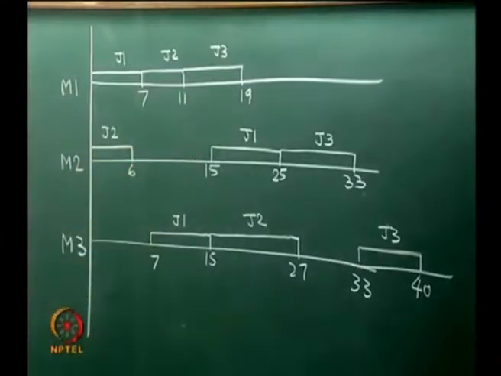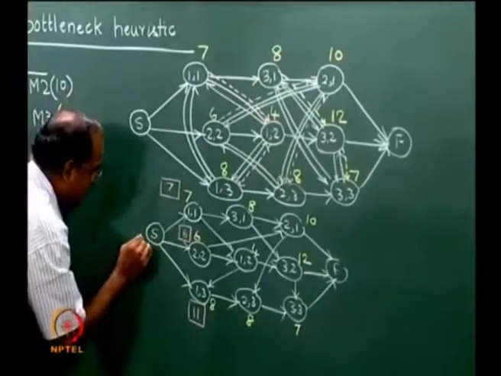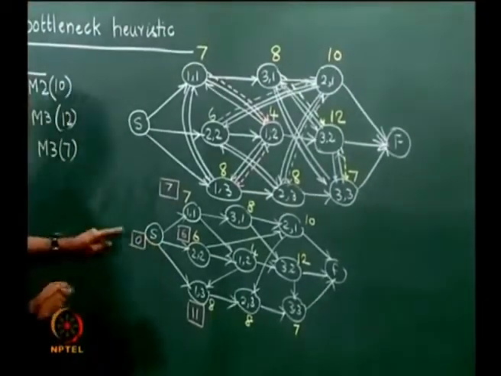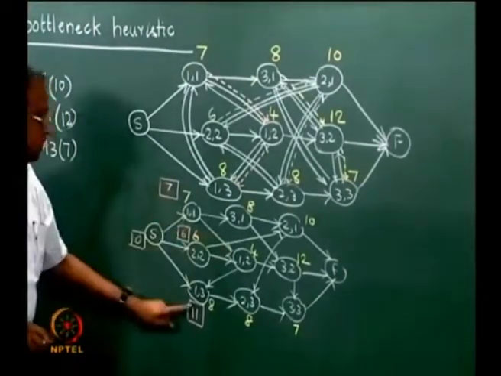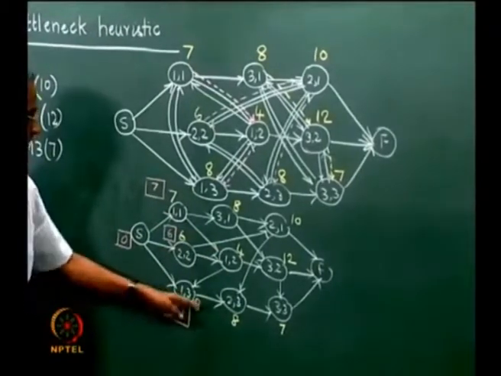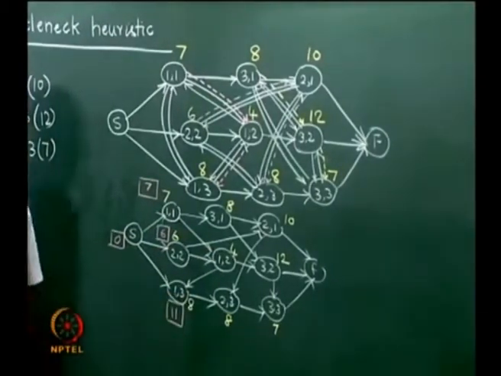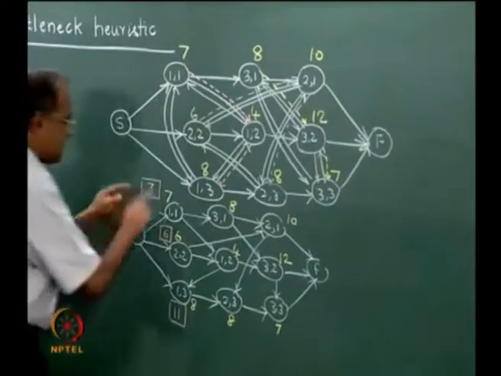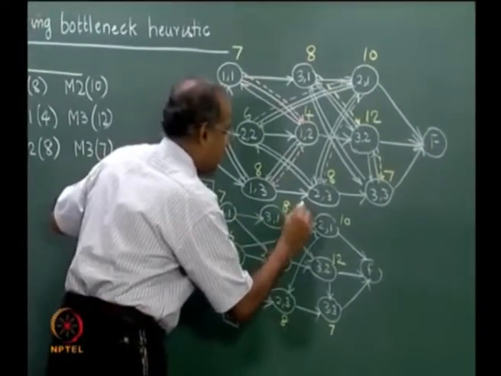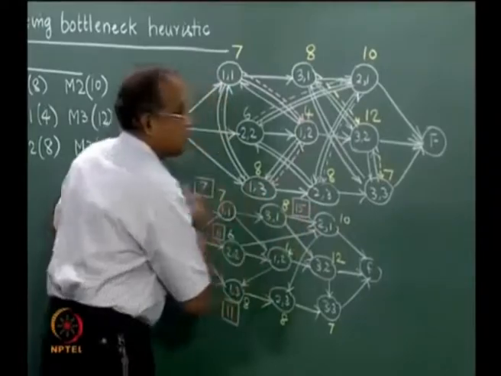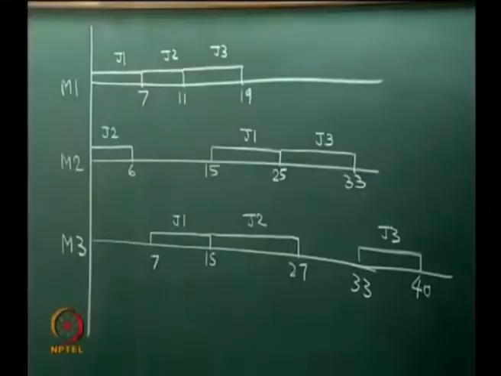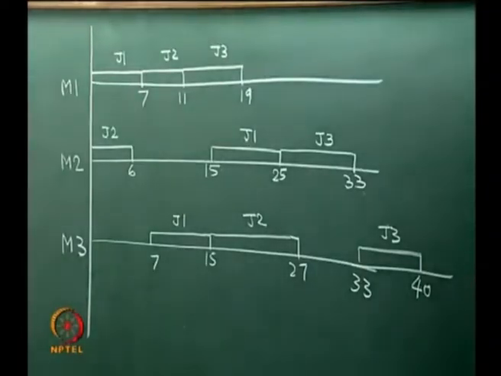So, 0 is here. So, you realize 0, 7 and 11 plus another 8 of course will happen, which is 19. Then we have to move to this node. This is 15, 7 plus 8 15, which also we can see in that chart.